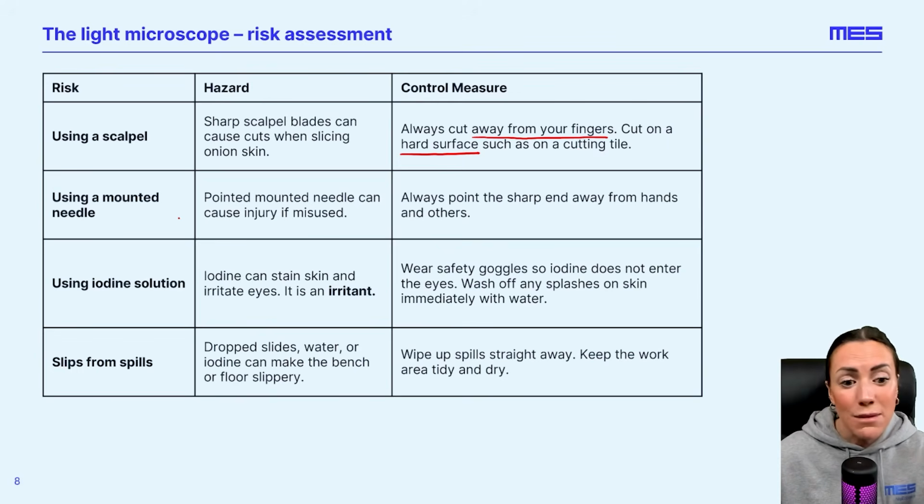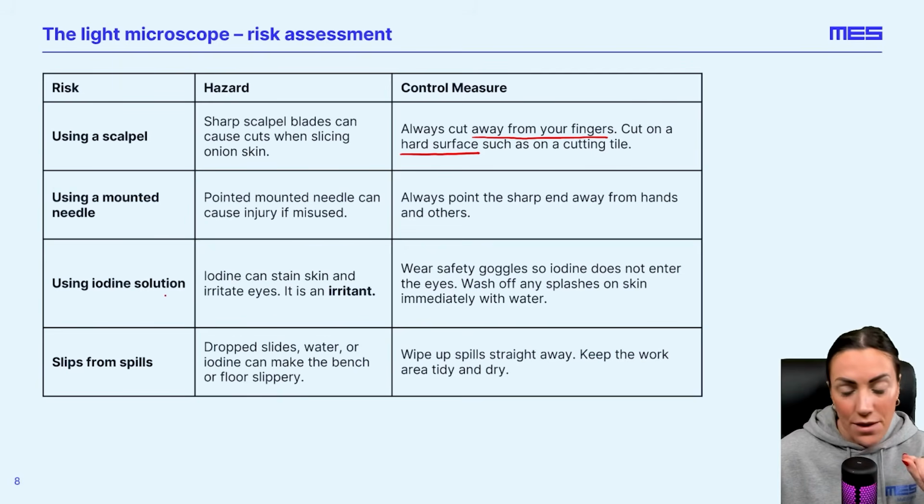Using the mounted needle is another risk. Now, you're going to be using the mounted needle to maybe flatten the piece of onion tissue and to lower the cover slip, but they are sharp, so you could cause injury. Again, you could cut yourself, poke yourself. So always point the sharp end away from your hands and away from any other people.